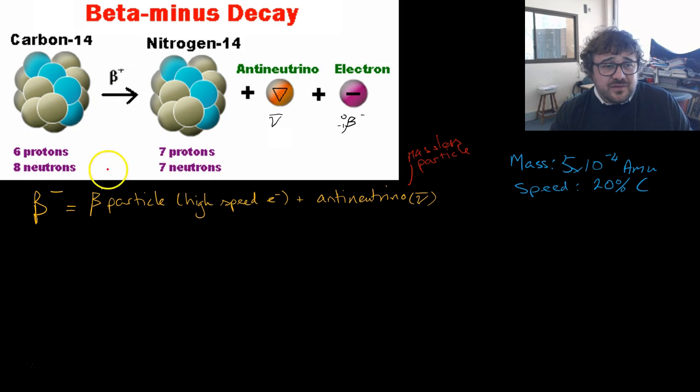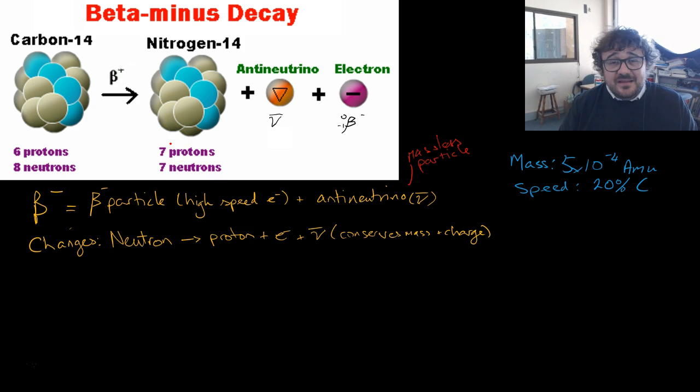So, let's have a look. We'll see what happens. You've got a carbon-14 here with 6 protons and 8 neutrons. It goes through beta decay to release the electron here, the antineutrino, but it raises the number of protons from 6 to 7. We'll see why. And it decreases the number of neutrons.